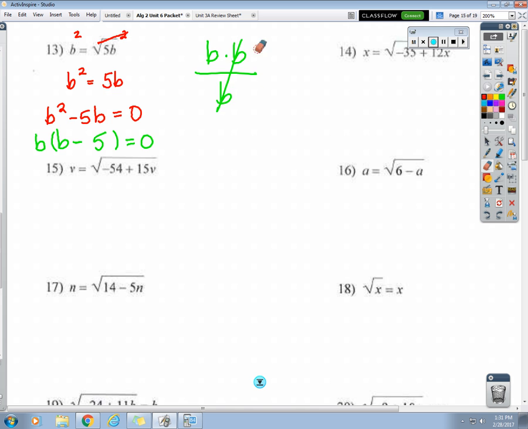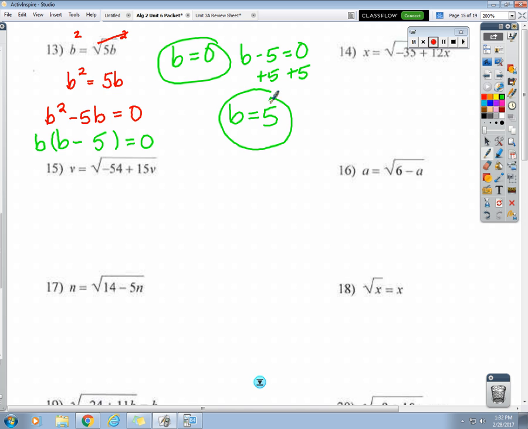5. Okay, so now just like we did last time, you would set each part equal to 0. So you would set the b equal to 0, and then you're done with that one, and you would set the b minus 5 to 0. And then to solve this one, what do you do to both sides? Add 5, so your second solution is b equals 5. Okay, so you have b equals 0, b equals 5. Let's check them both.